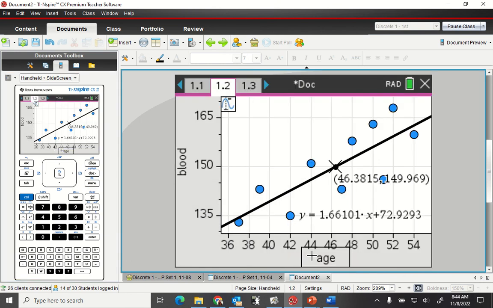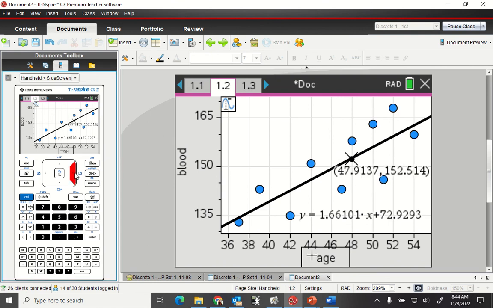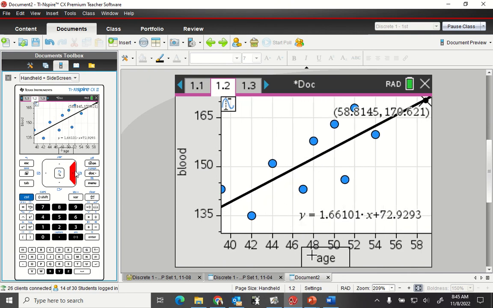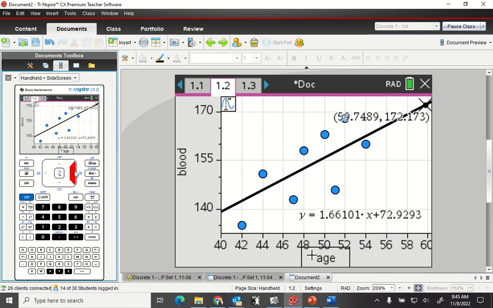So there's the little X that popped up on my line, and I want this X value right here, which is currently 46, to be what number? 60, right? So just start arrowing over until you get to 60. And it says round it to a whole.